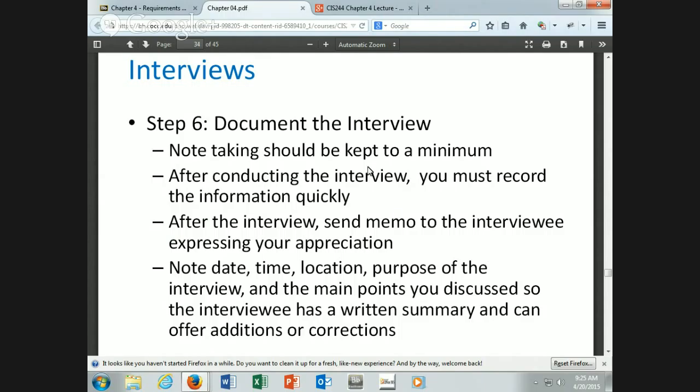So note-taking should be kept to a minimum. Now, I'm not sure I necessarily agree with this. Let me tell you why. Cody, if you and I are having a business meeting and you're sharing ideas with me, I have to be careful how I take notes, especially with technology today. If I've got a pad and paper and I'm taking notes on what you're saying, does that make you feel more valued? Potentially.